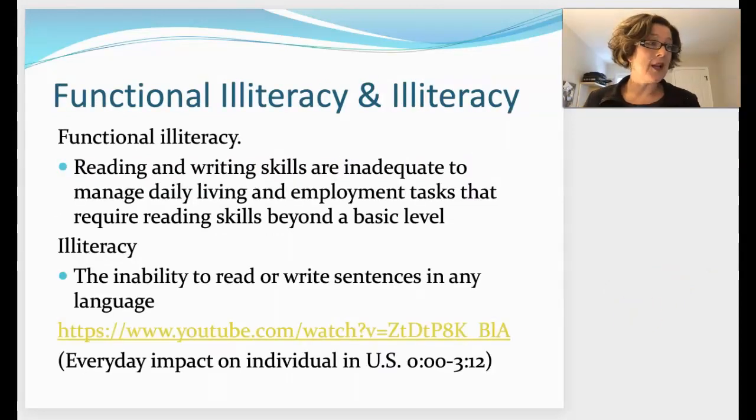Okay, kind of interesting, isn't it? That is Detroit in the US and the impact that illiteracy has on the individual and the city.